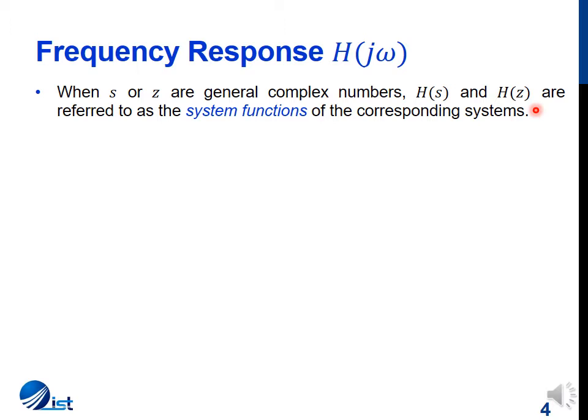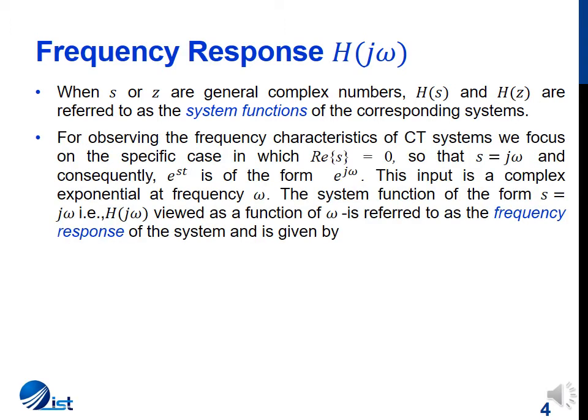To analyze the frequency characteristics of systems, we'll focus on a special case for which, for example, for continuous time systems, the real part of s is 0, so that now s is equal to j omega, and e^(st) takes the form e^(j omega t). So now when we analyze the system function and take its Laplace transform, instead of the variable s, the Laplace transform is a function of omega only. So H(j omega) viewed as a function of omega is termed the frequency response and defined as H(j omega) is h(t) times e raised to the power minus j omega t, integrated between minus infinity to plus infinity.